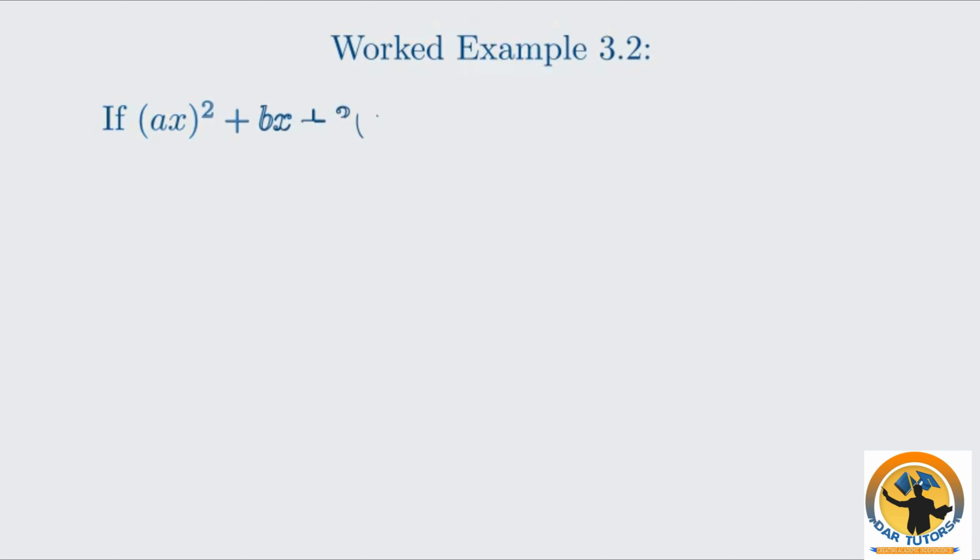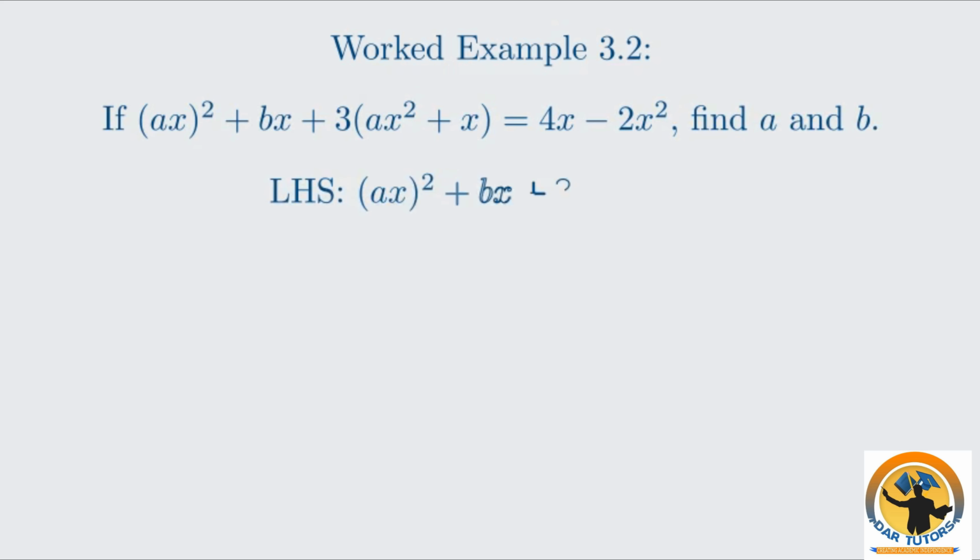Let's use the worked example from the textbook, which is a much better illustration of comparing coefficients. The problem is, if the quantity ax squared plus 1 times x plus b is equal to 2x cubed plus 3x squared plus 4x plus 5, find the values of a and b. First, we expand the left-hand side. Ax squared is a squared x squared. We have bx. And distributing the 3, we get 3ax squared plus 3x.